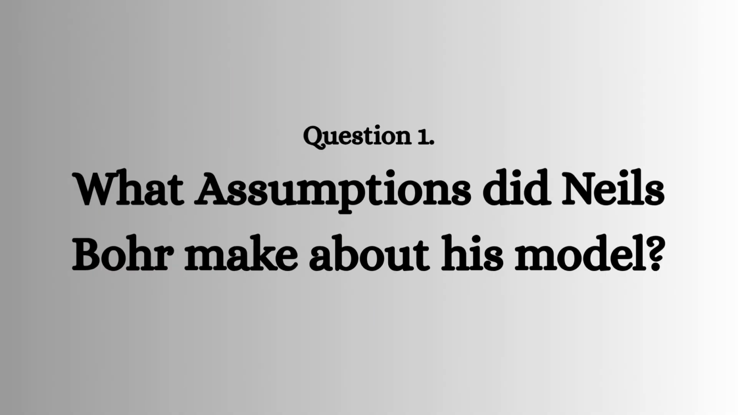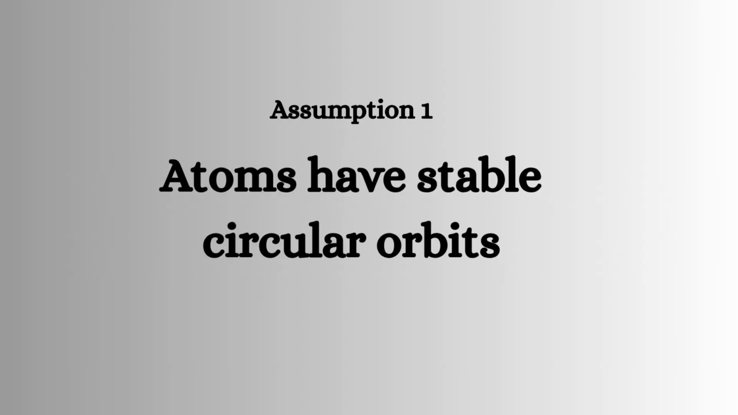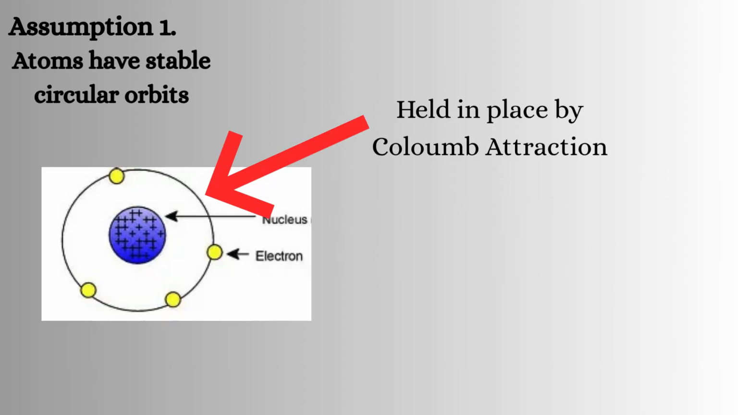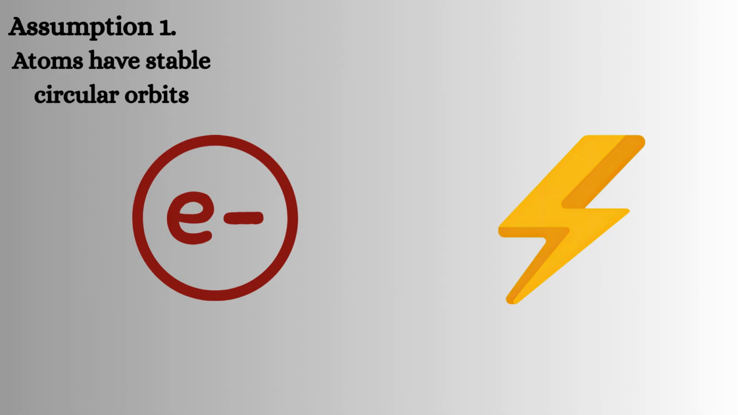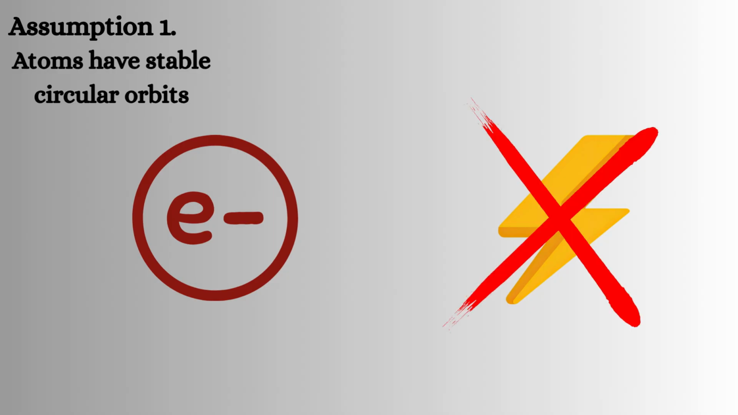What assumptions did Niels Bohr make about this model? Bohr assumed electrons orbit the nucleus in specific circular paths held by Coulomb attraction, which is the electrostatic attractive force between our electrons and protons. Bohr also assumed electrons do not radiate energy despite experiencing centripetal acceleration.